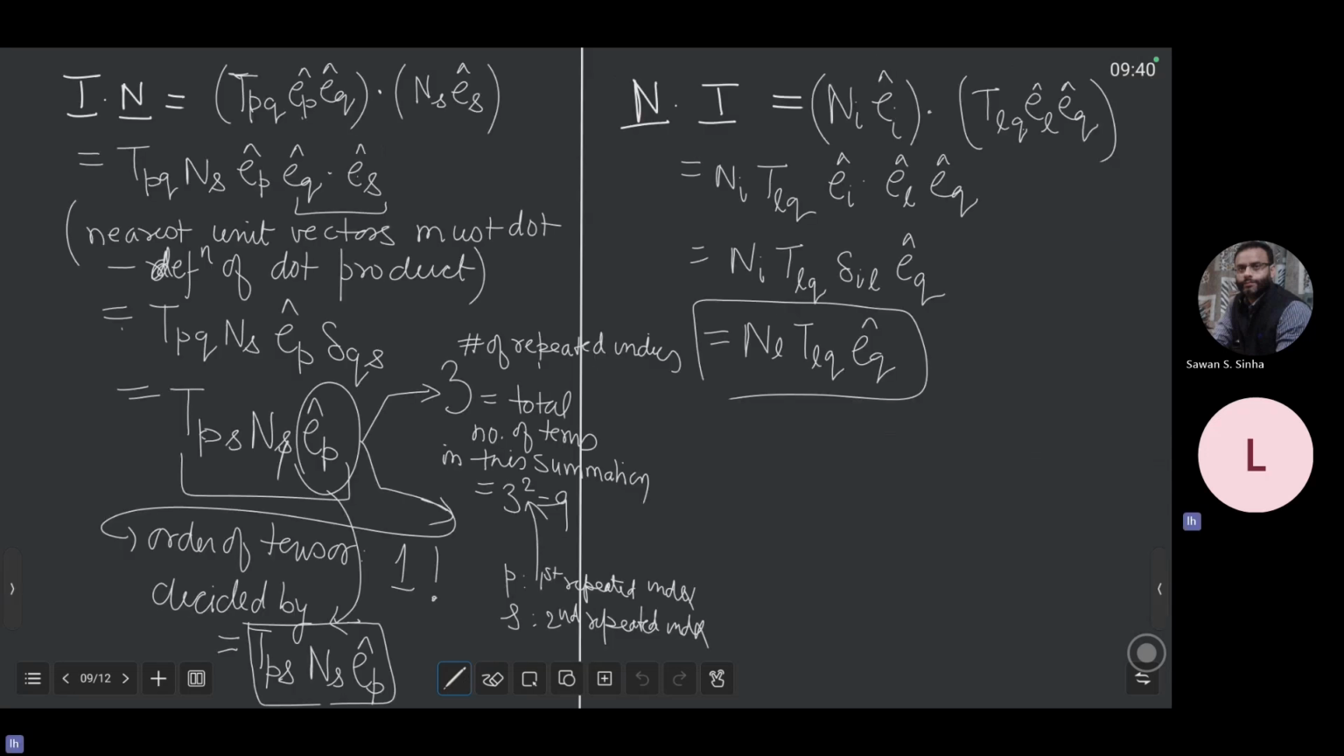This is also a vector. This is also a vector. Now that we know both are vectors, we can go ahead and see whether they are the same vectors or not.